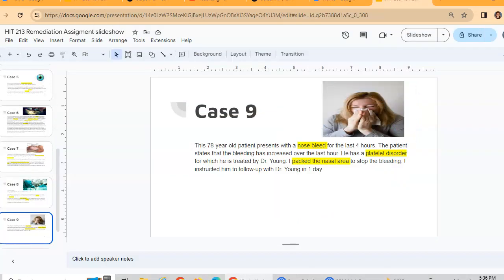Okay, case number 9 is a pretty straightforward one. I'd say it was easy, but I don't think any of these tend to be easy, at least not at this point. This is a 78-year-old patient who presents with a nosebleed that lasts 4 hours. The patient states that it has increased over the last hour. He has a platelet disorder. He was packed in the nasal area to stop the bleeding.